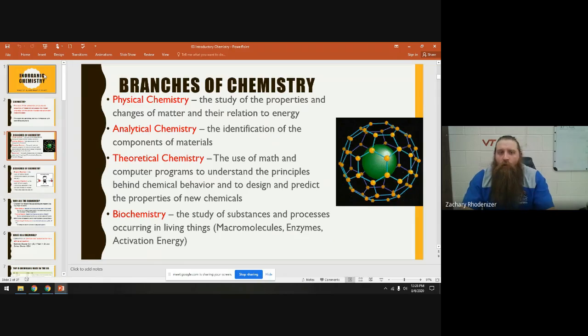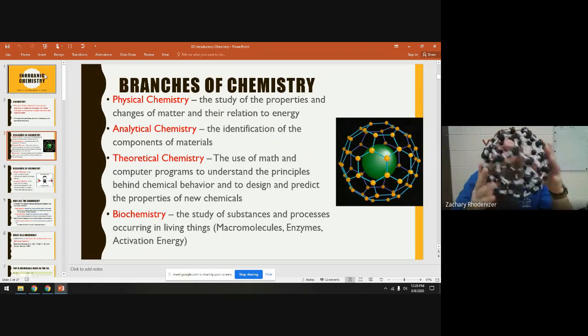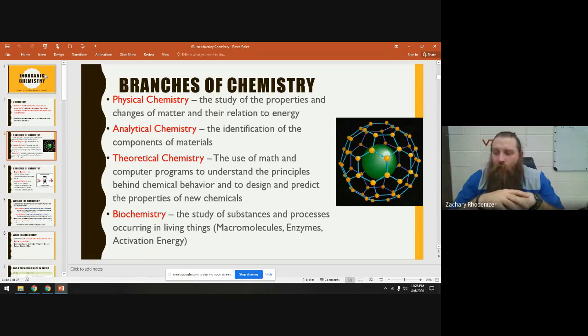Physical chemistry studies properties and changes of matter and how that relates to energy. Analytical chemistry goes into how to identify unknown compounds. Theoretical chemistry is computer-based chemistry, computational chemistry, that uses concepts and principles to model behavior and predict how new chemicals might act. One of the more interesting things from that is actually buckyball, which is 60 carbon atoms that are arranged like this. You can see it in that picture right there. And a lot of theoretical chemistry and physical chemistry went into the development of this molecule. This is a man-made molecule, okay?